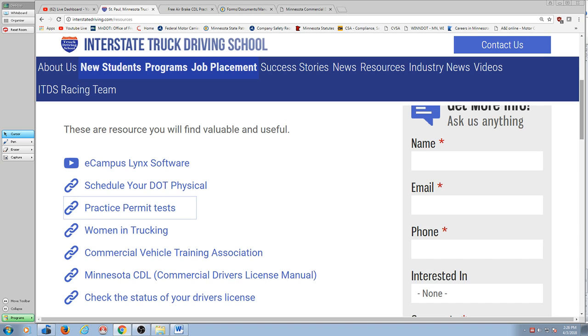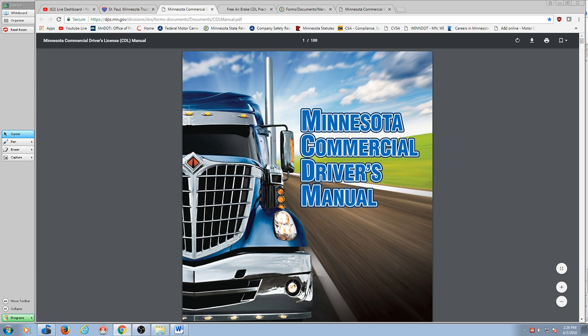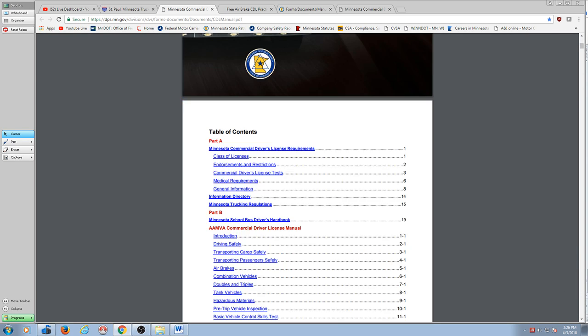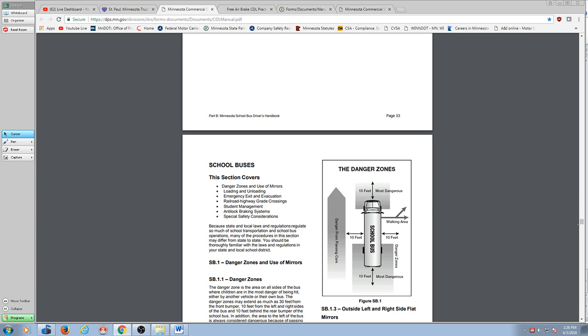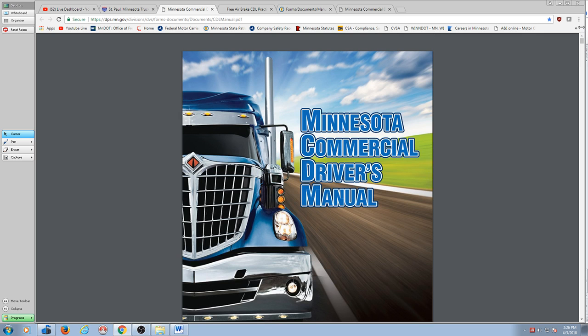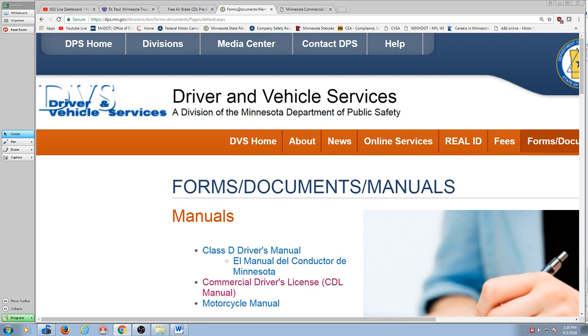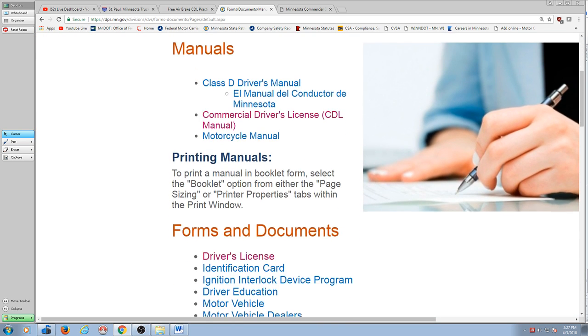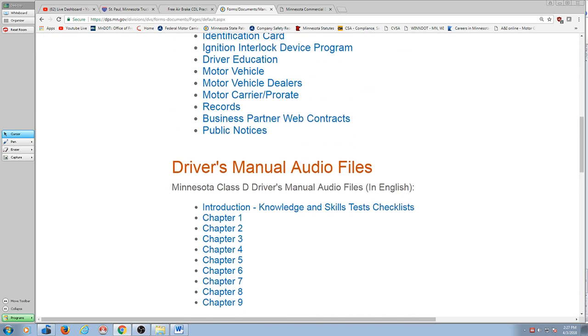So then we've got permit practice Minnesota tests, CDL license manual. That's the manual, though. That'll just take you to this. And then keep going down, I guess. This is just a PDF of the manual, though. I know I can find what you're talking about. I found it before. Is it DVS? Yeah, audio.